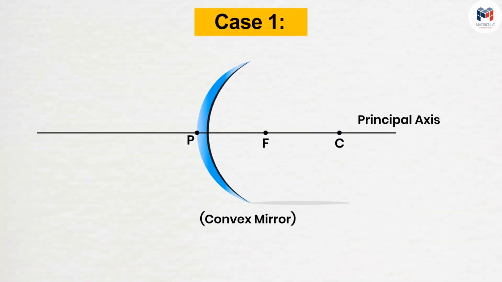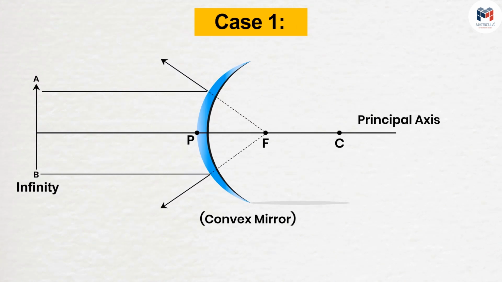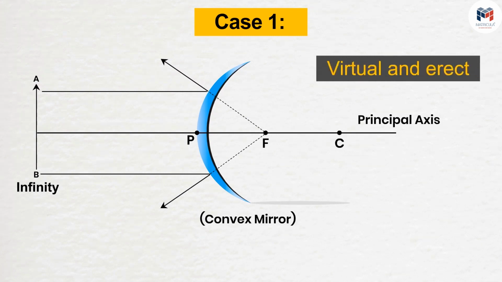Case 1. Position of the object at infinity. If the object is placed at infinity, the rays will travel parallel to the principal axis, then get diverged on falling on the mirror, and the image appears to be formed behind the mirror. The size of the image formed is very small and its nature is virtual and erect.